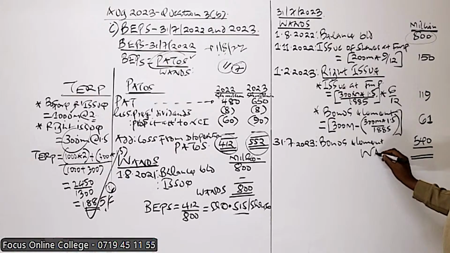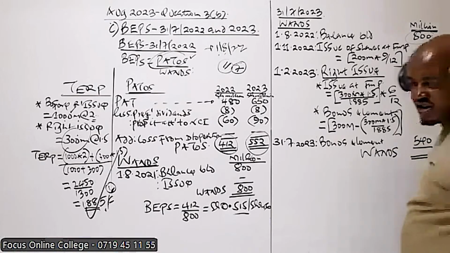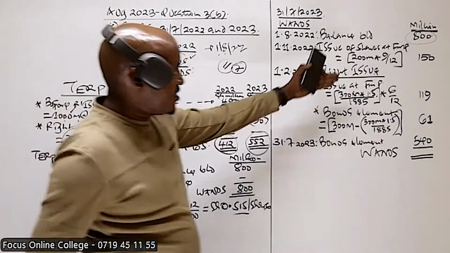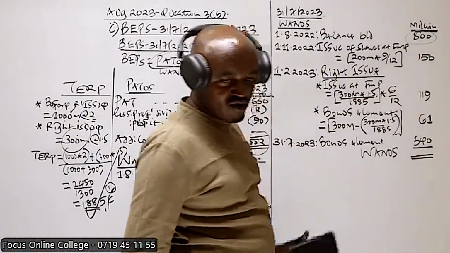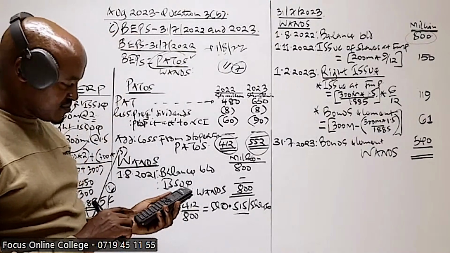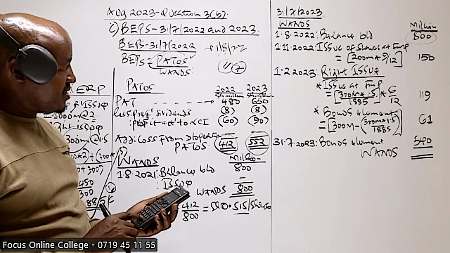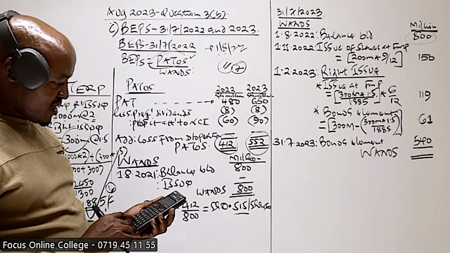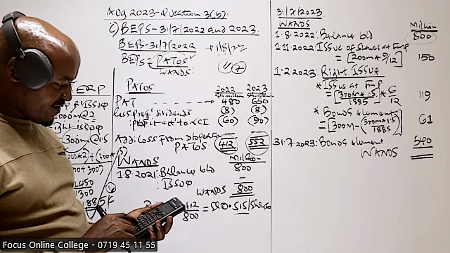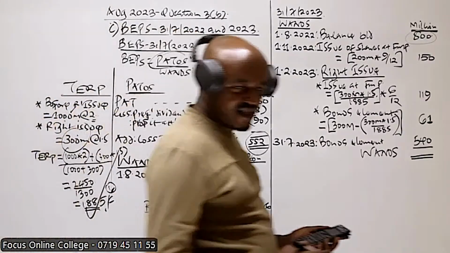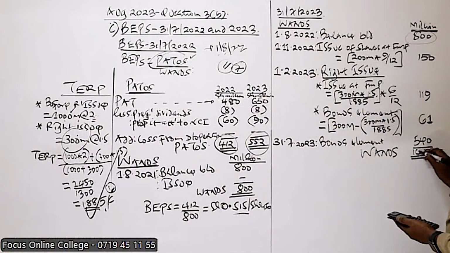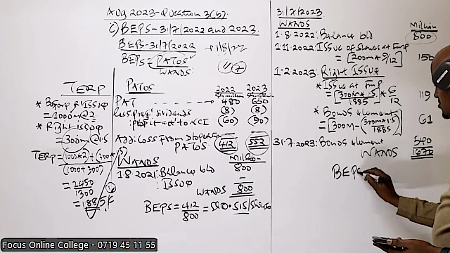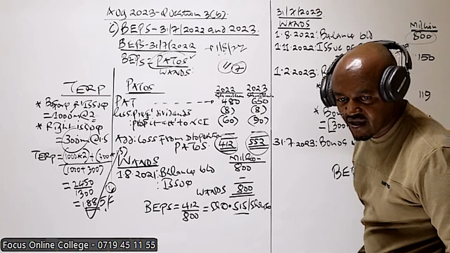What we need to compute now is the weighted average number of ordinary shares. We add all that, from 800 all the way down to 540. So you have 800 plus 150 plus 119 plus 61 plus 540, and that will give us 1670. I hope that is what you're getting.